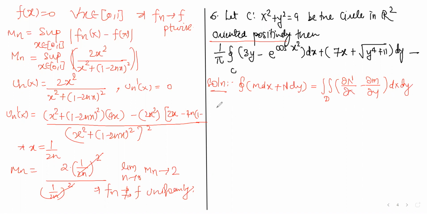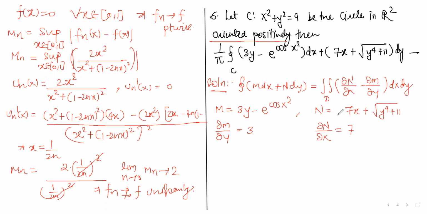Now, our M is 3y minus e power cos x square, and N is 7x plus under root y power 4 plus 11. Now del M over del y will be simply 3, and del N over del x will be simply 7. So now this integral becomes 7 minus 3. That gives me 4 times dx dy over the region D. So it will be simply 4 times the double integral over region D of dx dy.